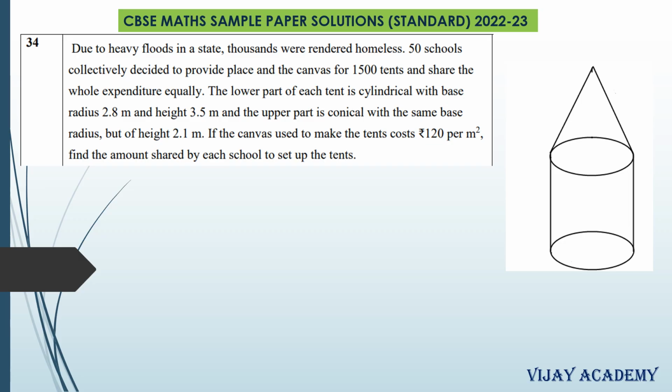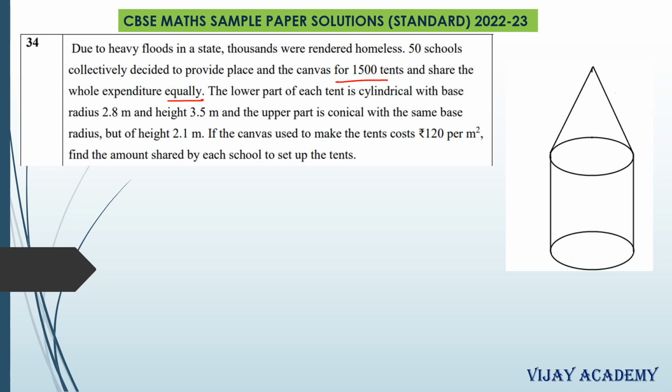In this video, I am explaining question number 34 from the sample paper 2023. So the question is, due to heavy floods in a state, thousands were rendered homeless. 50 schools collectively decided to provide place and the canvas for 1,500 tents and share the whole expenditure equally.